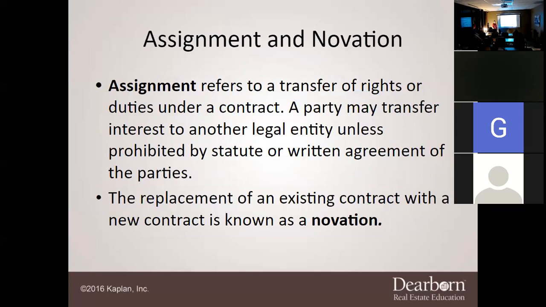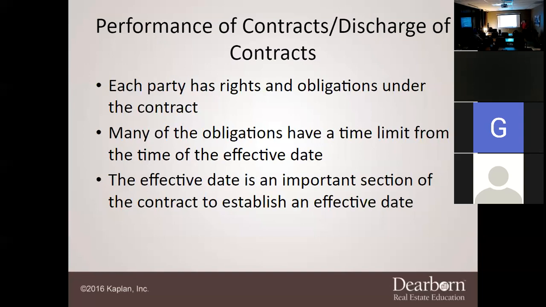Now, in this situation, we're going to talk about assignments and novations. Okay? Actually, I want to back up for just a second on this one. We talked about performance. Performance basically means you got to do what you got to do. Okay? Discharge of contracts is this kind. And this is very important. A discharge of contract is where you have fulfilled your duties. But there's another thing: under a discharge, it doesn't always mean you have to complete the task.